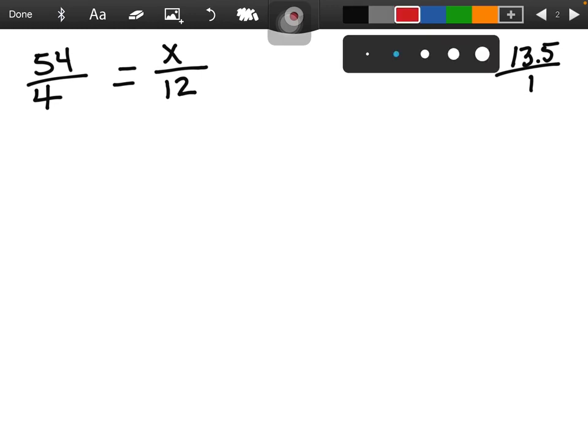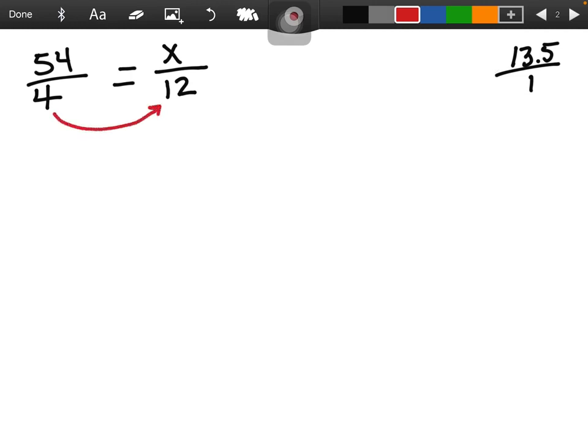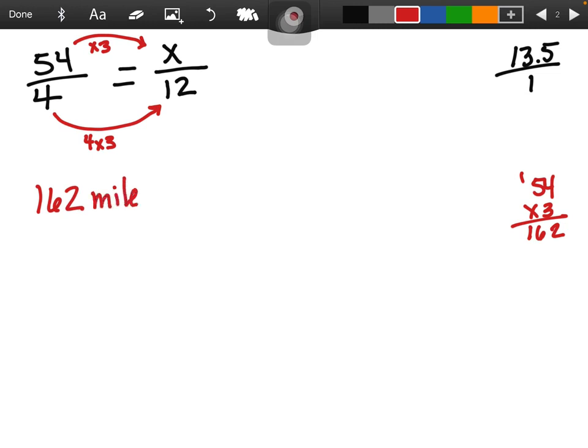So some of us can look and say, oh, okay, well, 4 to 12, I know all I'm doing is 4 times 3, and I know what I do to my numerator, I must do to the denominator, which means if I do it to the denominator, I must do it to the numerator. So up here would be times 3. So 54 times 3. Okay, so that's 12, 15, 16. So 162 miles in 12 hours.